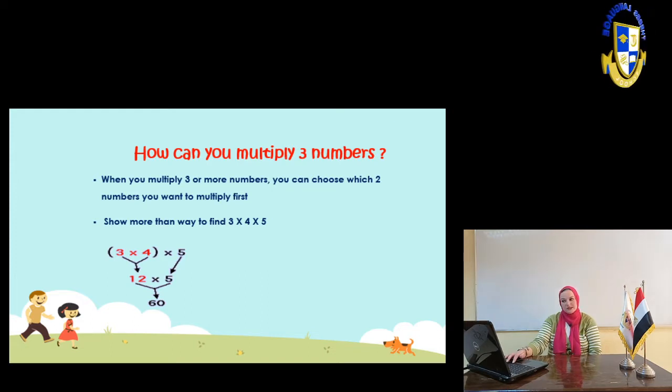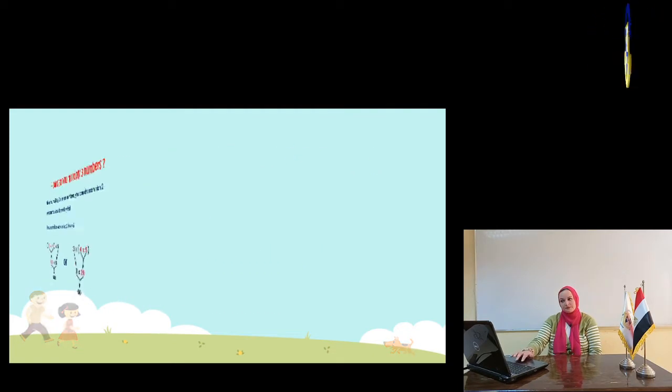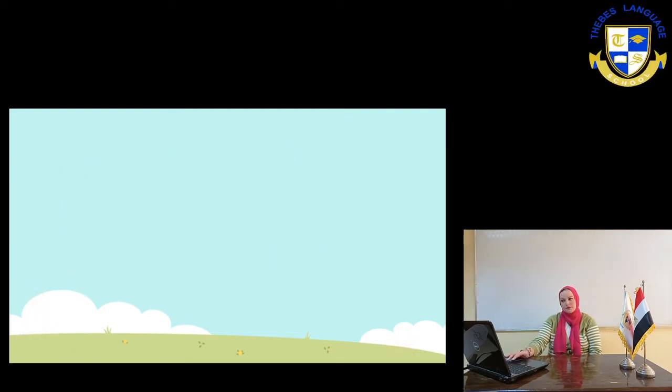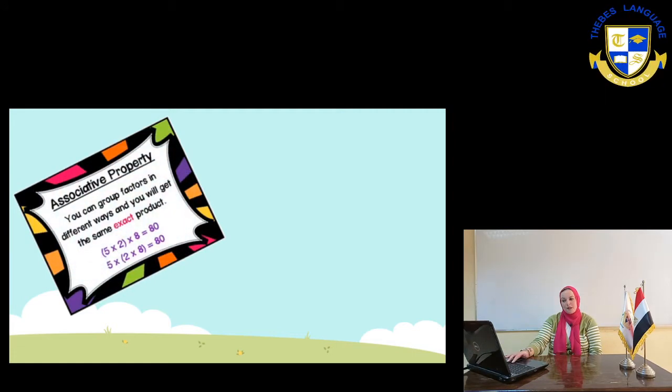It will be 60. Or we can take 4 times 5 together between brackets. The answer will be 20. After that, make 20 times 3, the result will be 60. In the next page, associative property. You can group factors in different ways and you will get the same exact product.